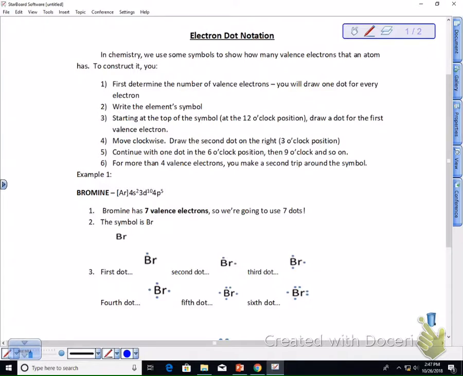Okay, so now that you've read the directions, you can see what we're going to do here. The first step is to count the valence electrons for an element. I'll talk about how you can do that as we work through our first example. Then we write the element symbol down, and we start at the top, at the 12 o'clock position on the old analog clocks, and go in a clockwise direction, adding one dot for every electron, but only one dot at a time. So we'll go 12, 3, 6, 9 o'clock, back to 12 o'clock before we start doubling up.